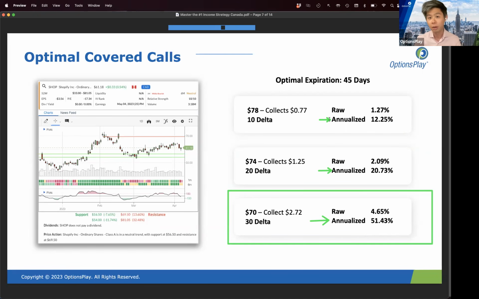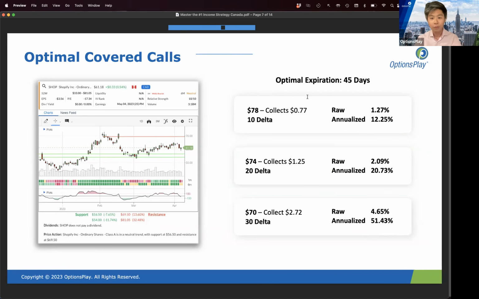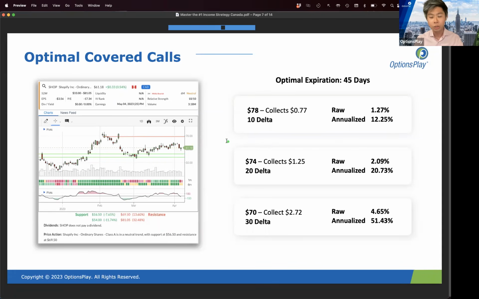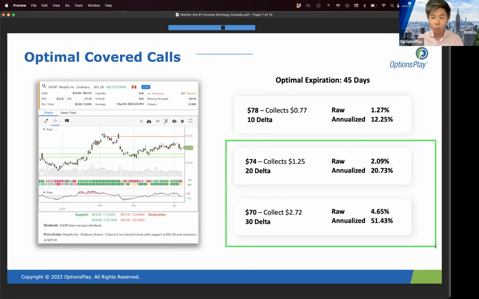So I'm obviously going to go for the 51% annualized return. That sounds best, right? And then for those of you that choose 78, a lot of people will be scratching their head saying, why would you choose the one with the lowest amount of income? This is an income generating strategy. That doesn't really make a lot of sense, right? So I think predominantly the answers tend to skew between 70 and 74.